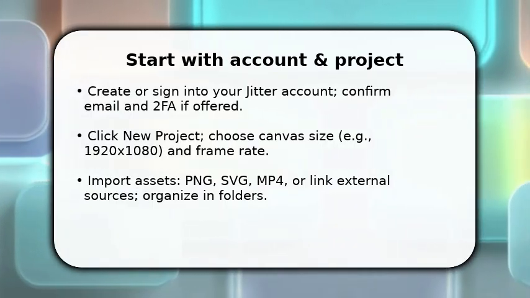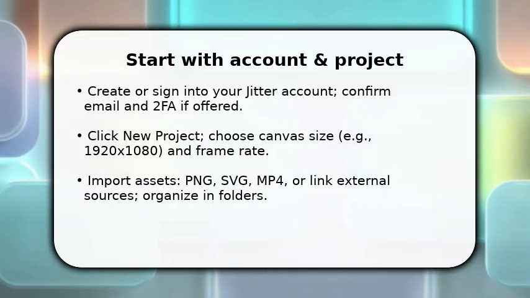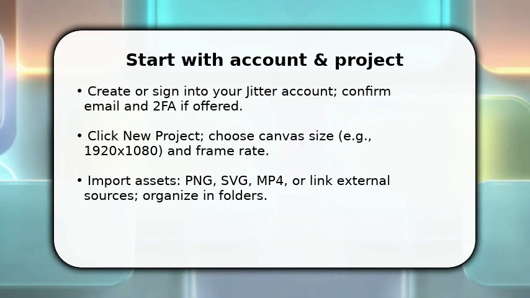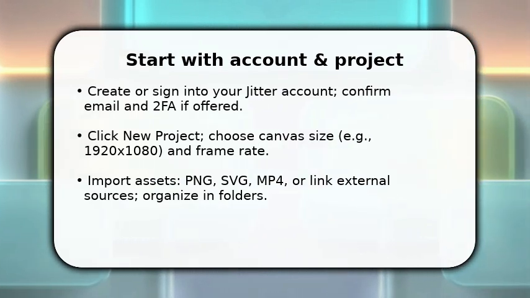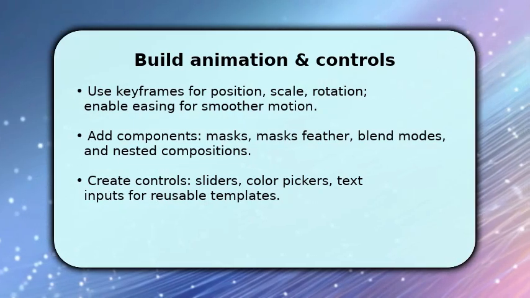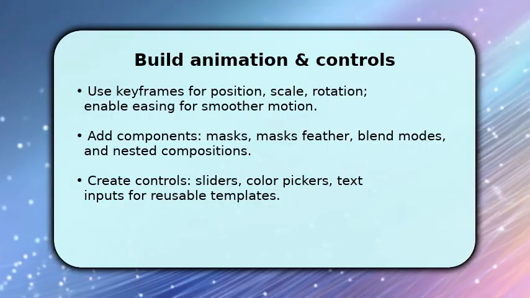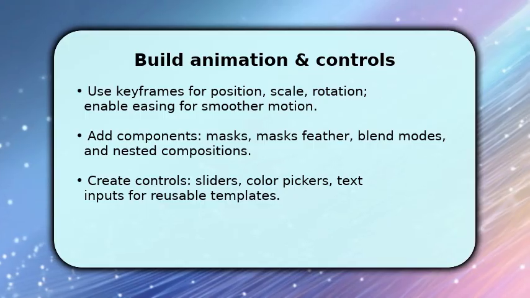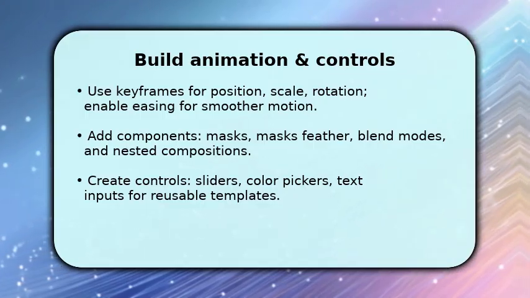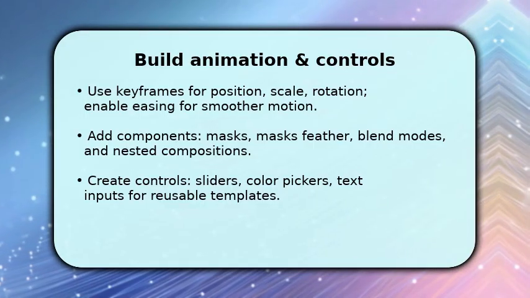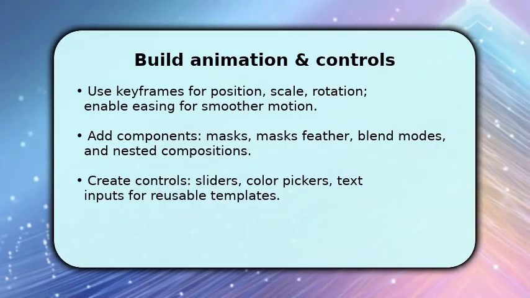This saves time later. Now add a composition and place your first asset on the timeline so you can start animating immediately. You'll now construct the animation by animating core properties with keyframes and easing to avoid mechanical motion. Layer your elements, add masks and blend modes, and nest compositions to isolate complex parts.